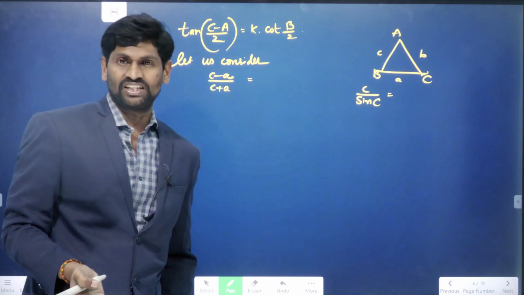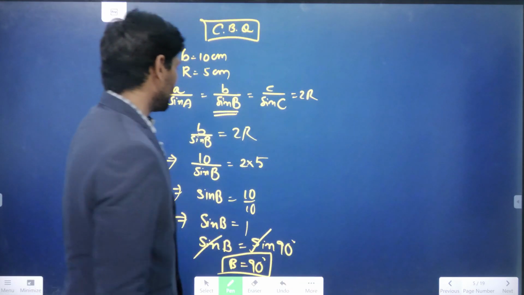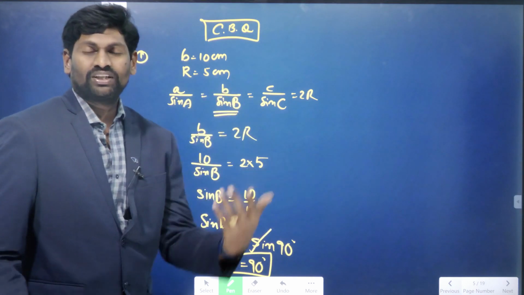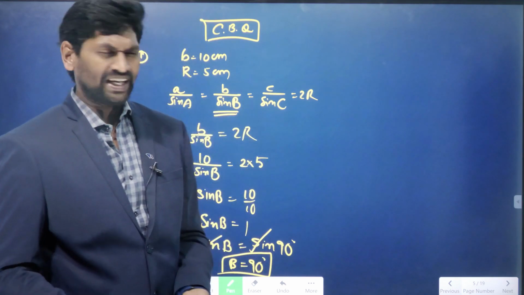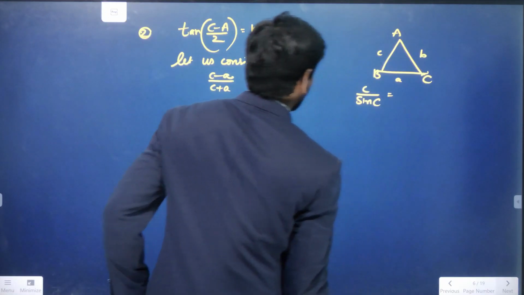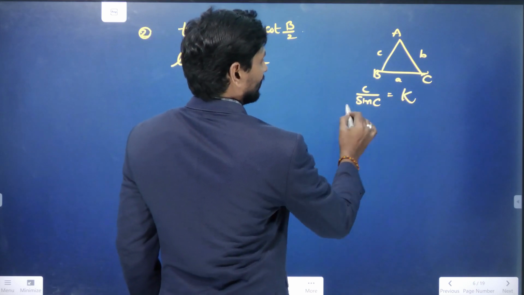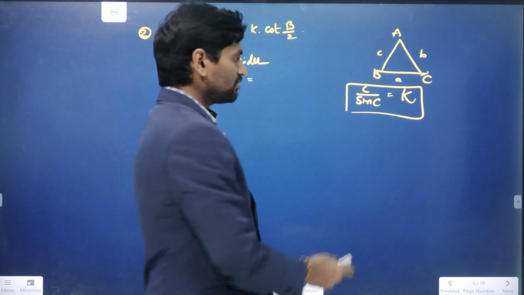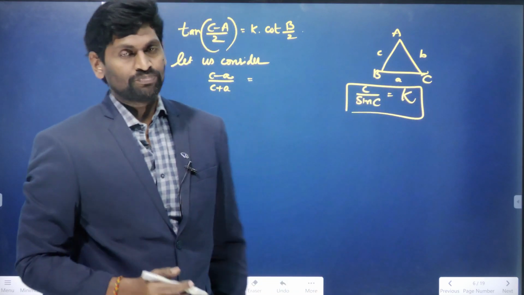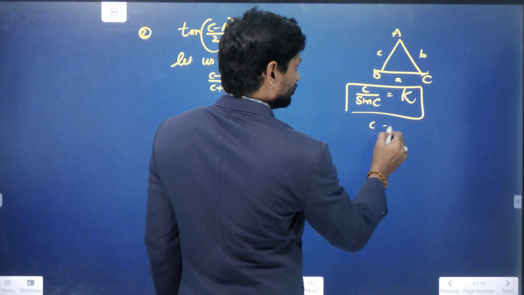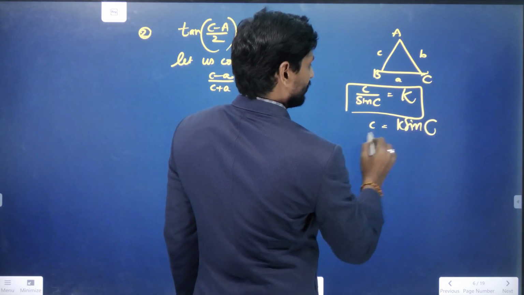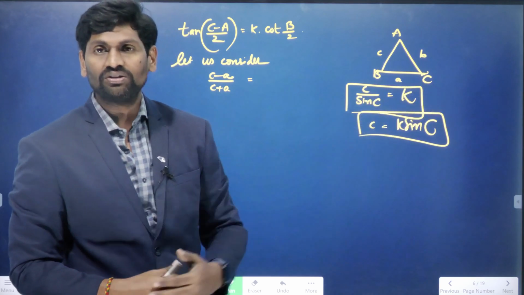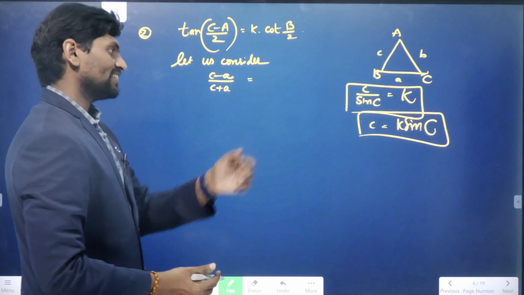2R can be any constant number. Here the R value given is 5, so 2R is 10, but it can be 10, 20, 30, 0.5, 0.3, anything. Now that value I have taken as K. That means a by sin A equals b by sin B equals c by sin C equals K. So from this we can write c equals K into sin C. Since sin C is dividing, when you transfer it, it is going to multiply.